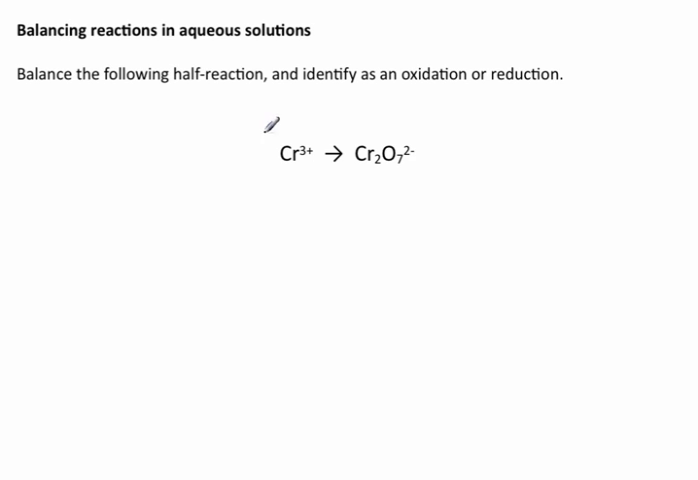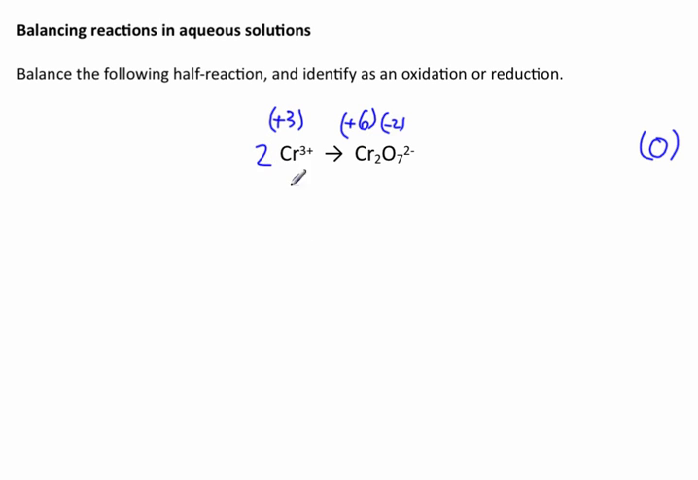If we were to try to identify this as an oxidation or reduction, we can assign oxidation states: +3 for the chromium 3+, and for the oxygen -2, and therefore that makes the chromium in dichromate +6. So +3 to +6, that's an increase in oxidation state. That's an oxidation. So balancing it, we balance by mass first what's been oxidized, and in this case it's chromium. Cr3+ is oxidized.